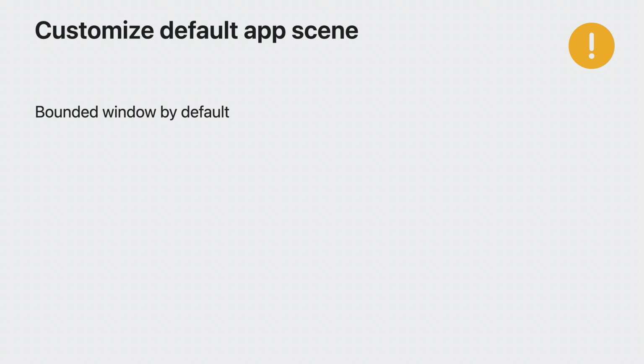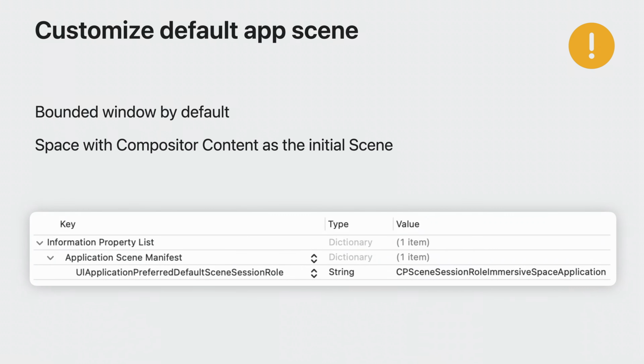One thing to take into account when defining the scene list in your application is that by default, SwiftUI creates a Windows scene, even if the first scene in your app is an immersive space. To change that default behavior, you can modify the info plist of your app. You can add the key UI application preferred default scene session role to your application scene manifest to change the default scene type of your application. If you're using a space with a compositor space content, you will use CP scene session role immersive space application.